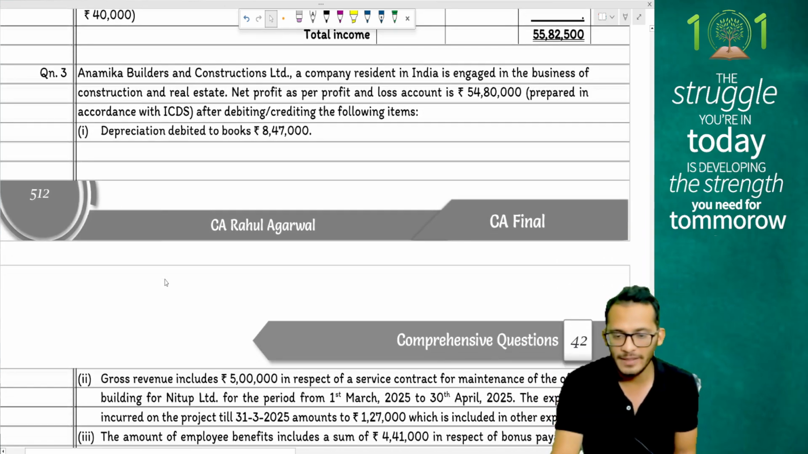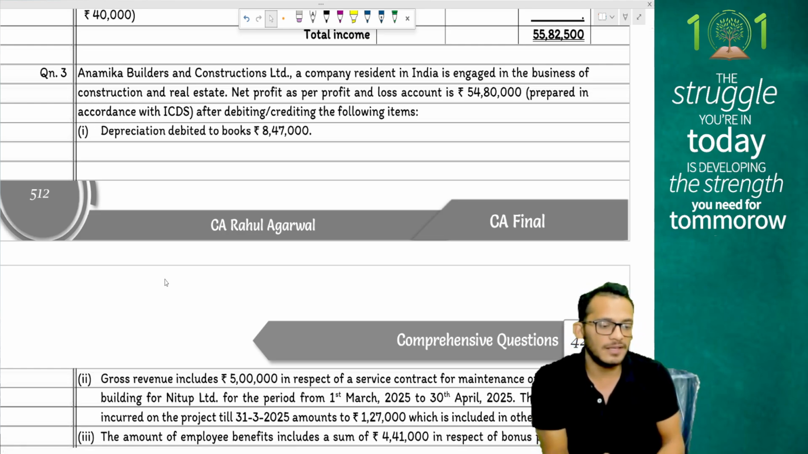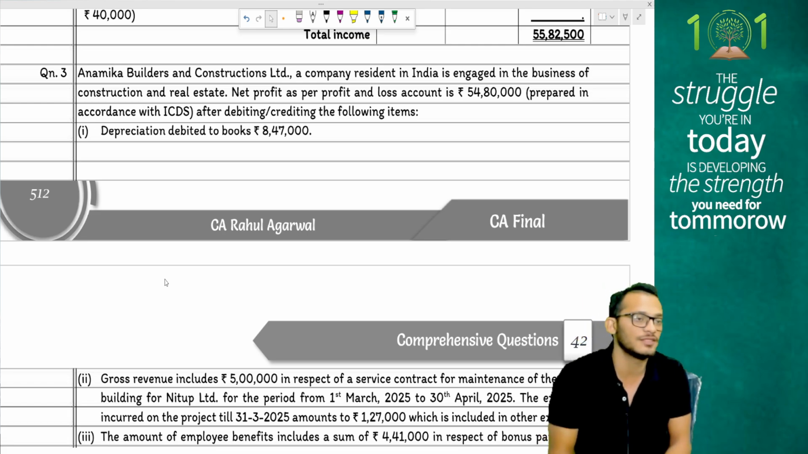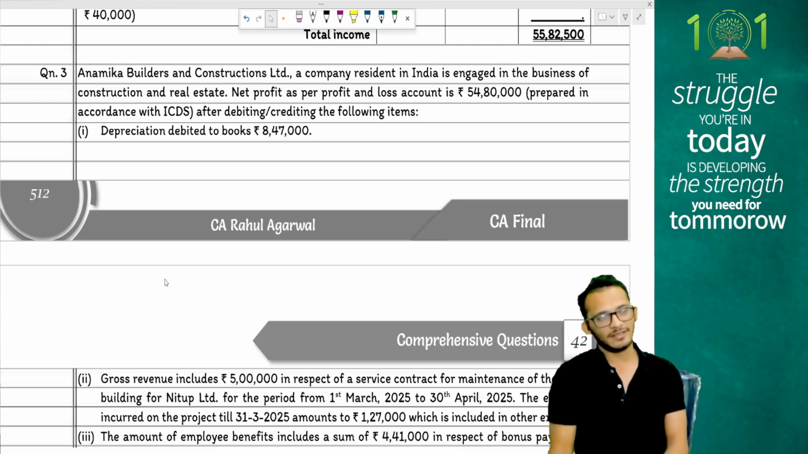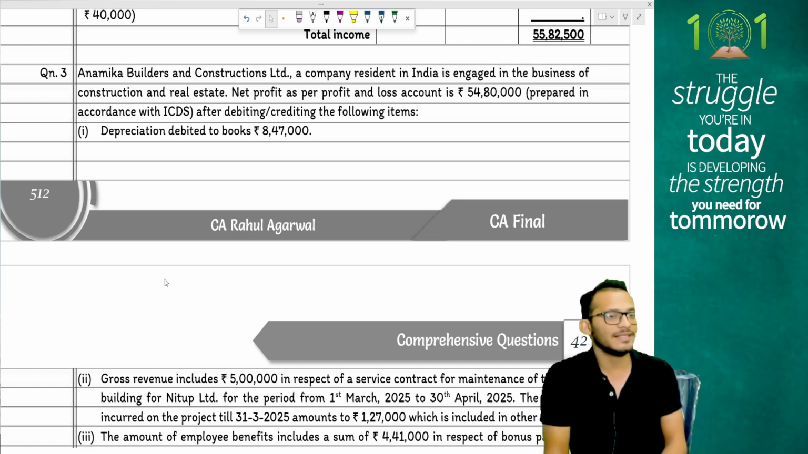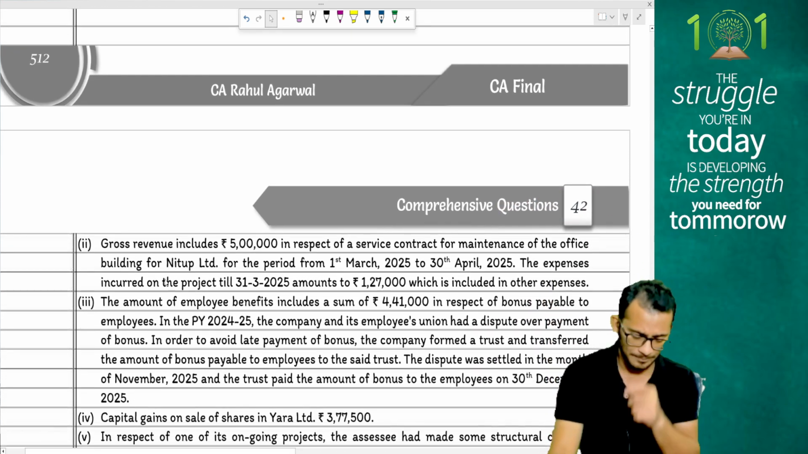Yes, I believe we are going to do question number 3 as a practice, people, but let's see how the question looks like. It says, Anamika Builders and Constructions Limited is a company resident in India and is engaged in the business of construction and real estate. So I am into real estate business right now. Net profit of the PGBP is given as 54,80,000 prepared in accordance with ICDS after taking into consideration the following items. People, if my memory serves right, the moment you see real estate, for sure you're going to get a question having ICDS 3. We're going to have ICDS 3 in the question. Be very careful about what kind of adjustments to be done on that.